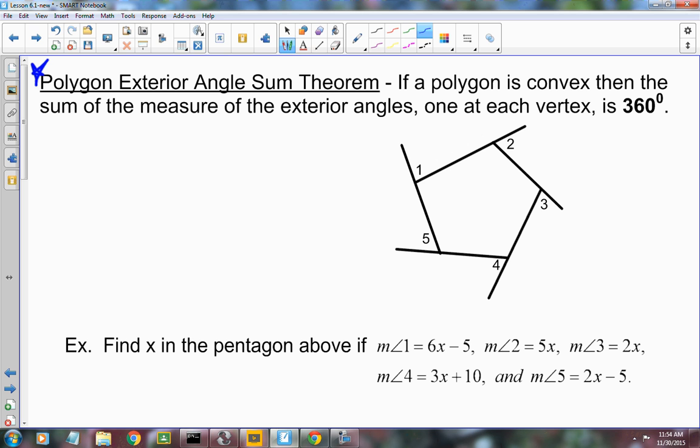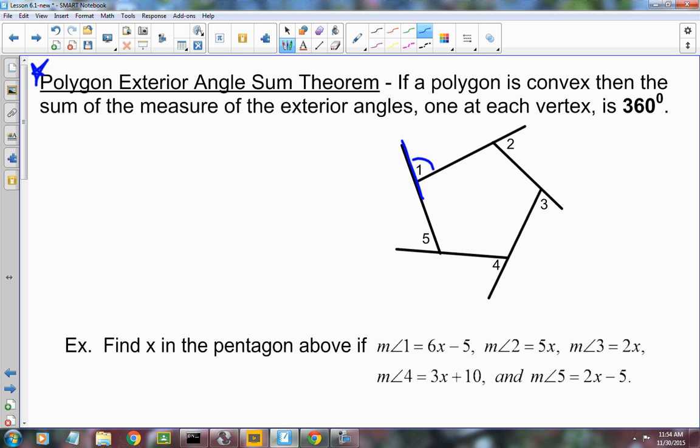This one says that first of all, let's talk about the exterior angle. Let's talk about what an exterior angle is. Remember, an exterior angle is created by an extension of one side of the polygon. And so then that angle right there that's created with that extension and the side of the polygon is your exterior angle. It says if the polygon is convex, then the sum of the measures of the exterior angles, one at each vertex, is 360 degrees.